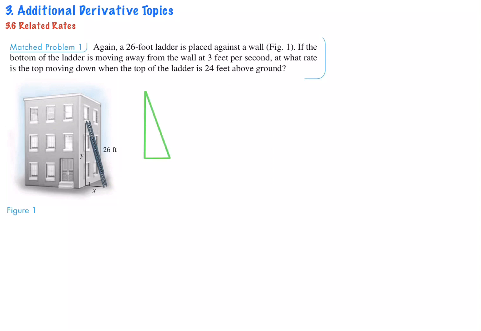So I'll try to redraw again over here, and let's put what we know. It says that the ladder is moving away from the wall at 3 feet per second. So if this is x, it means that dx over dt is increasing by 3 feet per second. This is positive because it's increasing toward that direction. If the top of the ladder is slipping down, then you'll have negative. You can see it in the example of problem 1. But in this one, x is increasing by 3 feet per second. At what rate is the top moving down when the top of the ladder is 24 feet above the ground?